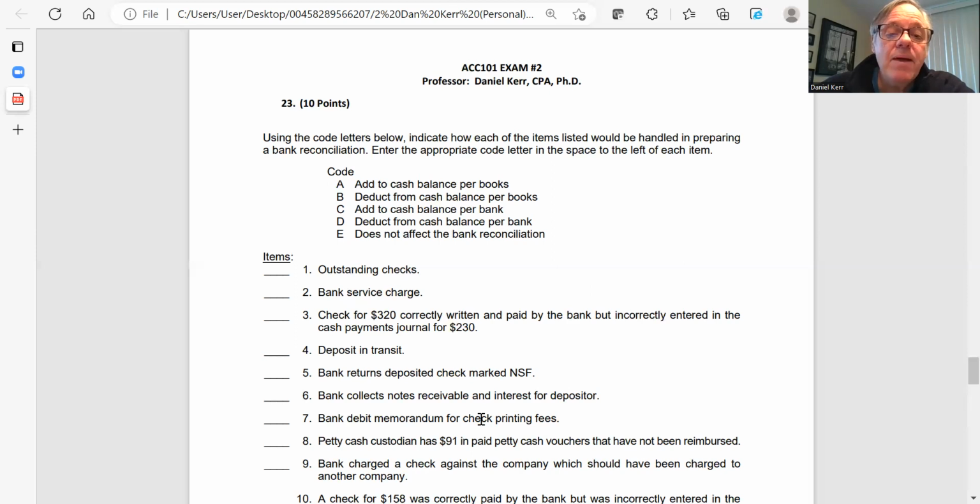Number 7, bank memorandum for check printing fees. That means the bank took money out of my account for printing new checks. So that would be a reduction for my books. So the answer to 7 is B.